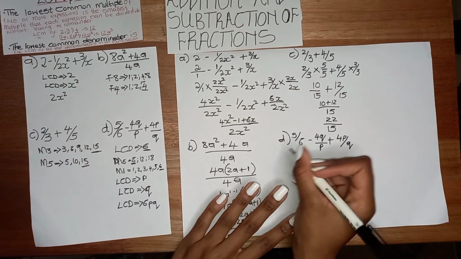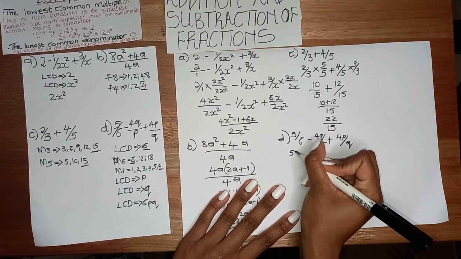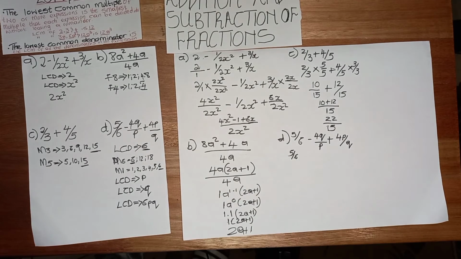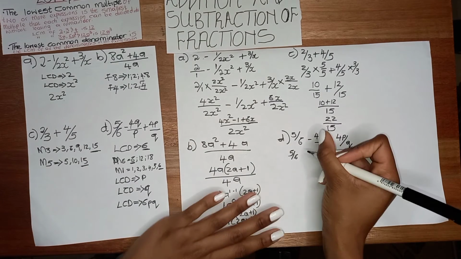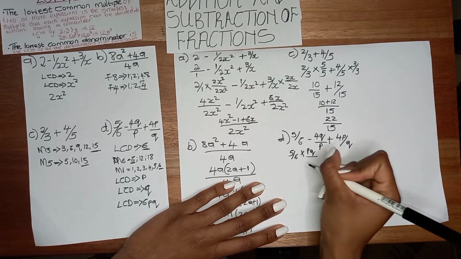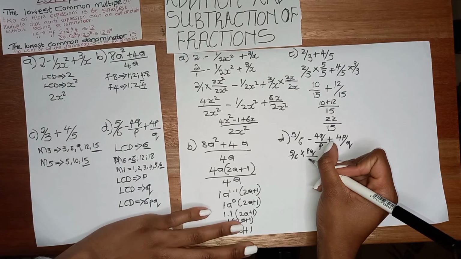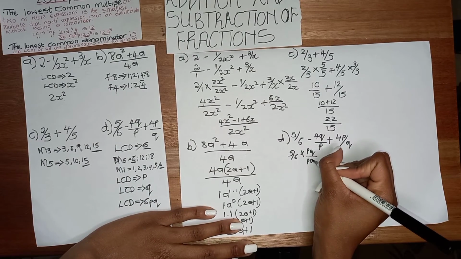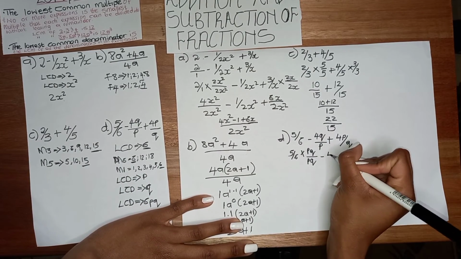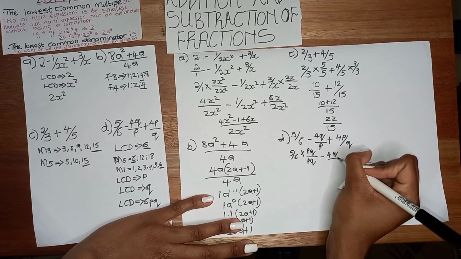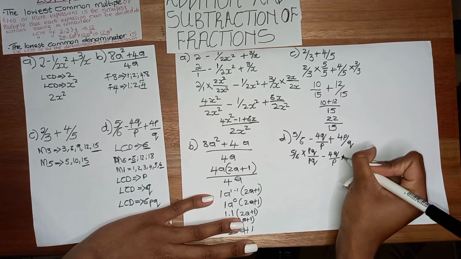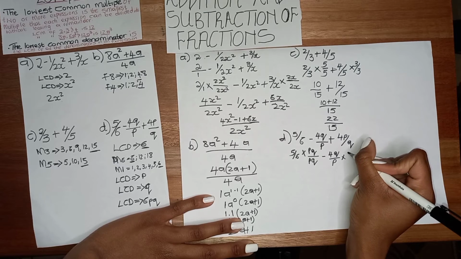So now we're going to write our first fraction. What is shorting in the denominator? What is shorting is pq. So we have to multiply with pq. We don't only multiply the denominator, we must multiply also the numerator. Minus 4q over p. So what is shorting this side is 6q.